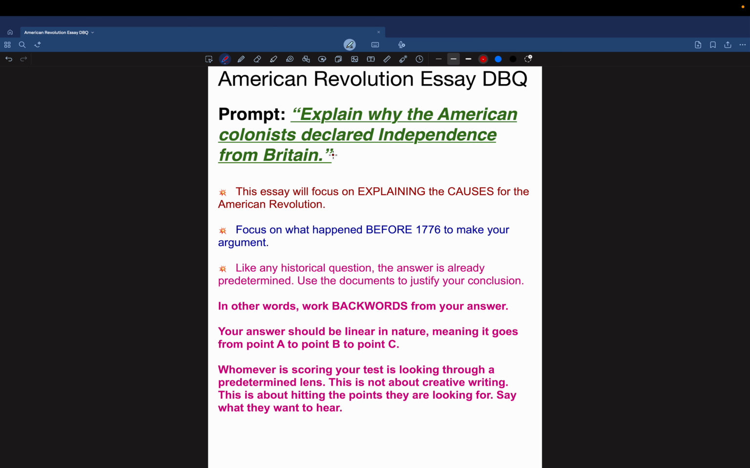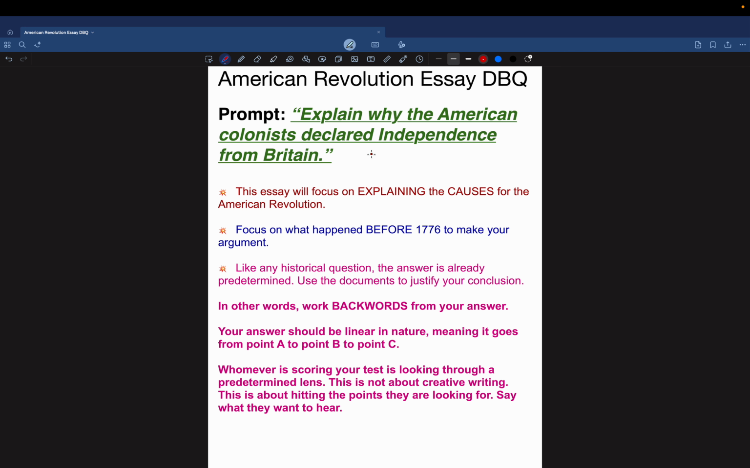I am going to break it down in my own way, and I'm going to teach you how I would write this essay if I were asked this question in high school or in college. It could be a short answer, a long answer, but the principles will be applied. It's just a matter of how much you write, but the content will remain generally the same. So this essay will focus on explaining the causes for the American Revolution.